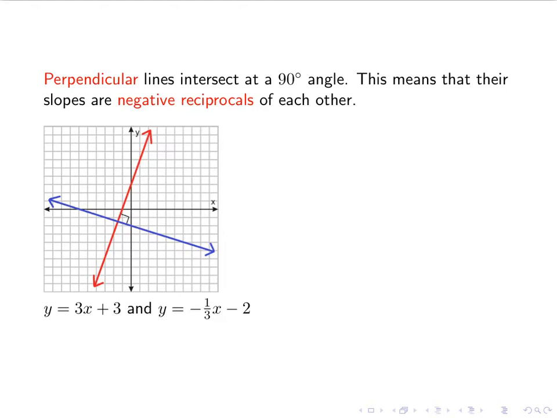So for example, we have y equals 3x plus 3 and y equals -1/3 x minus 2. So one slope is 3. The negative reciprocal of that is -1/3. And I have this little black box here indicating that they do intersect at a right angle. It is 90 degrees. Okay, so that's what they look like graphically. What we're going to do is we're going to see what it looks like algebraically.